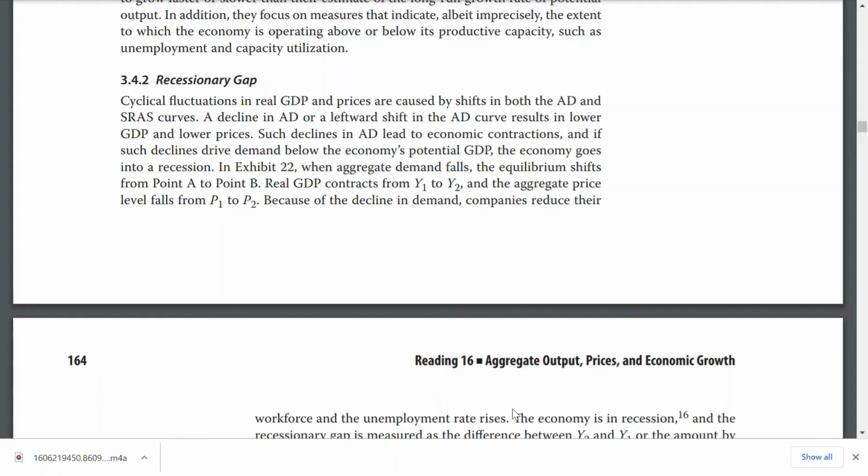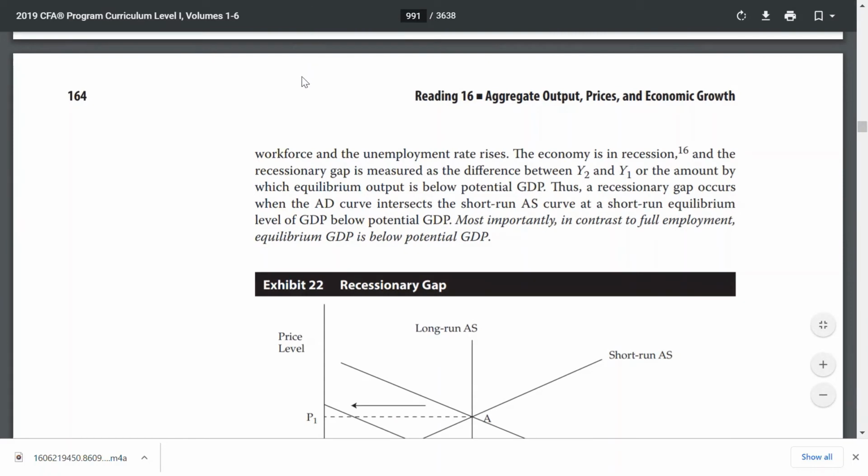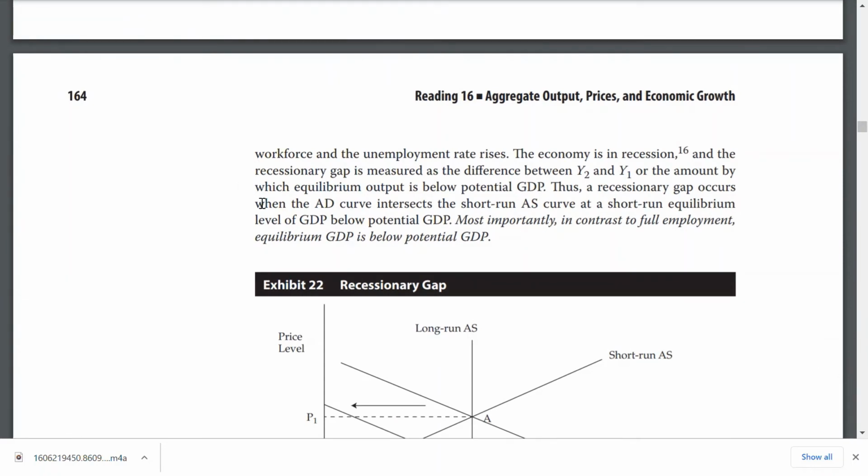In Exhibit 23, when aggregate demand falls, the equilibrium shifts from point A to point B. Real GDP contracts from Y1 to Y2. The aggregate price level falls from P1 to P2 because of the decline in demand. Companies reduce their workforce and unemployment rises. The economy is in recession. And the recessionary gap is measured as the difference between Y1 and Y2, the amount by which equilibrium output is below potential GDP.